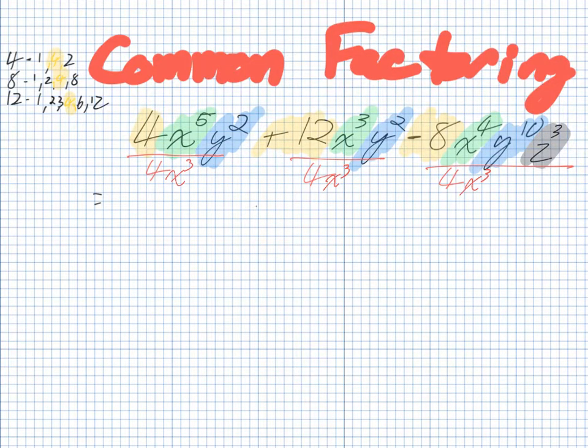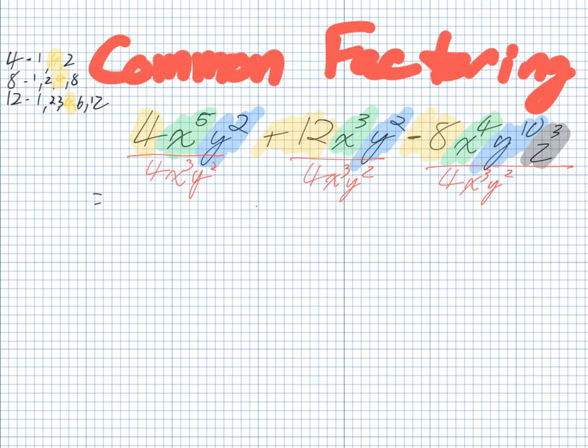And what does that mean for y? What would be the lowest y value exponent here? Y squared. Y squared, perfect. So we're also going to divide by y squared. And again, are we going to use the z value? No, it doesn't show up. So this is going to be our common factor.